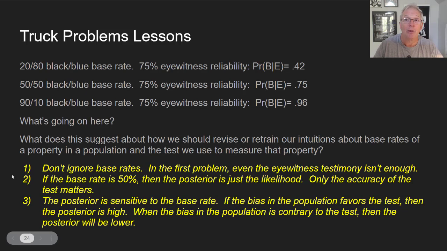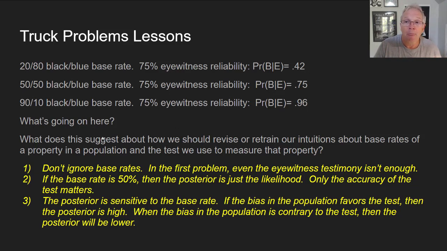Actually, you can see all three of them now. So here's the three cases. We looked at 20/80 black blue trucks, 50/50 black blue trucks, and 90/10 black blue trucks. And we kept the eyewitness reliability the same in all three of those cases. And Bayes gave us this answer, 0.42, 0.75, and 0.96. So that is, as the rate of black trucks goes up, the numbers compound, and it moves from 42 all the way up to 96.